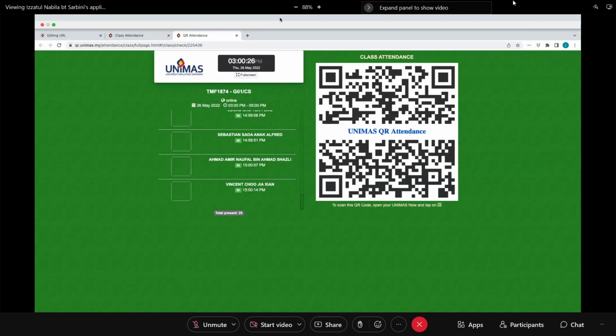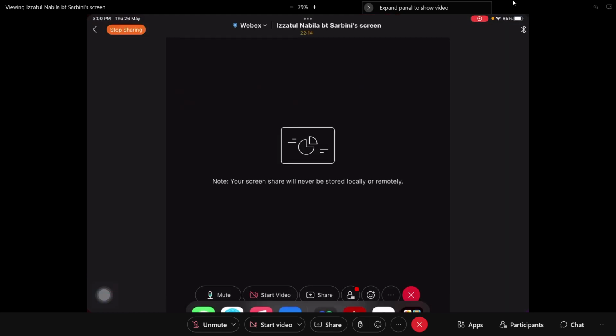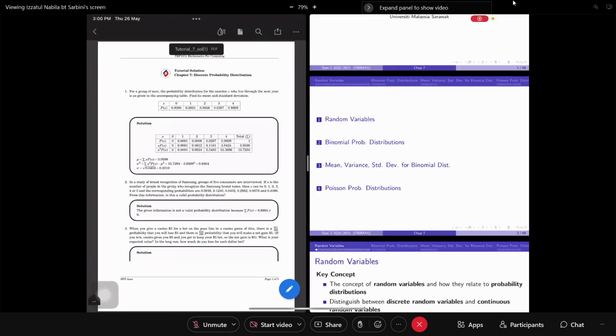Right, we will start shortly. I'll stop sharing the QR code. Okay, let me share my screen. Can you see my screen? Yes, we can see the screen.